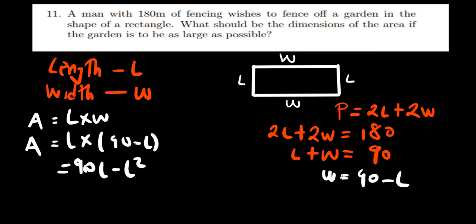So how do we find the coordinates of the turning point? You know that if you're finding x, or in this case let's say L, it will just be equal to negative b over 2a. That's the value of x at that point. The value of a is negative 1, and the value of b is what? It's 90, right?